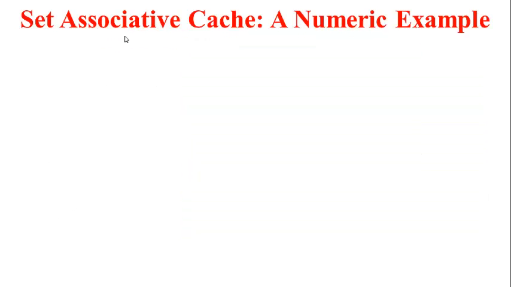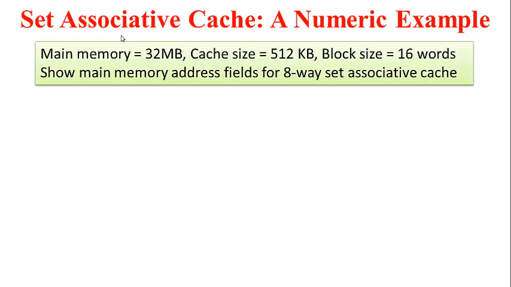Just to make sure you understand set associativity very well, let's go through a numeric example. Continuing along similar numbers like in an earlier example, let us take a main memory with size 32 megabytes, cache size 512 kilobytes, and block size of 16 words. In this case, we are going to have an 8-way set associative cache, that is, set size is 8 blocks. For this case, can you show the various main memory address fields as interpreted by the cache controller?